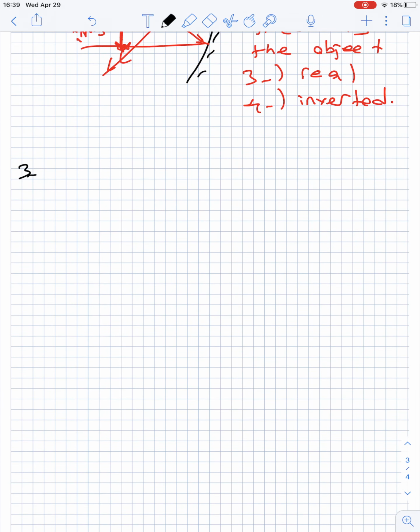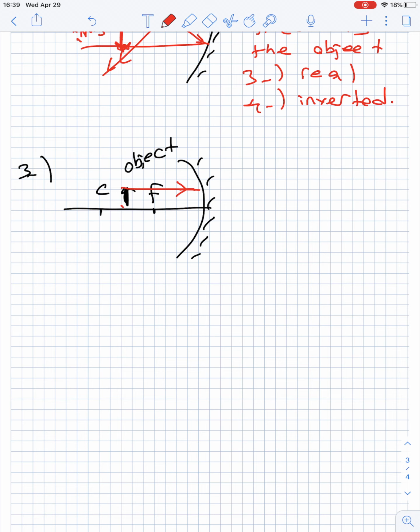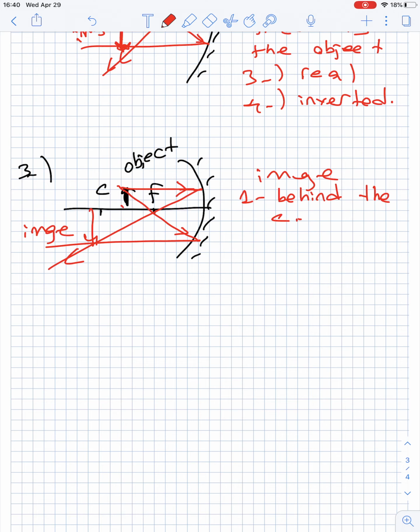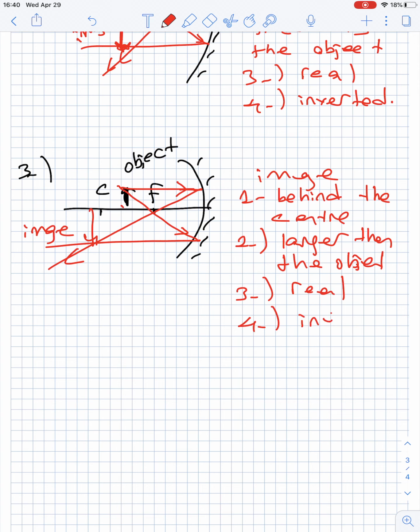Next, concave mirror, principal axis, focal point and center. Now my object is between the center and focal point. Where is the image of the object? The method is the same. First light is parallel. It will reflect through the focal point. Then I send a ray through the focal point. It will reflect parallel. This is my image. What are the properties of the image? First, the image is behind the center. Second, my image is larger than the object, and my image is real and inverted.